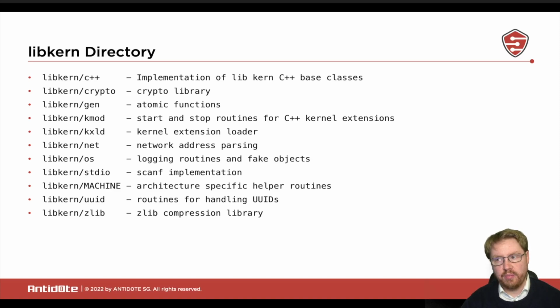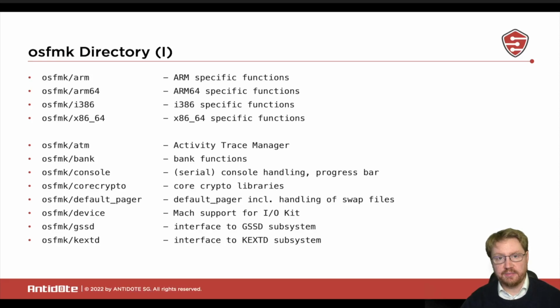You have a bunch of machine-specific code for i386, x86-64, ARM and ARM64 code. You have basic functions to manipulate UUIDs. You have the zlib compression algorithm. Yes, and that's basically libkern.